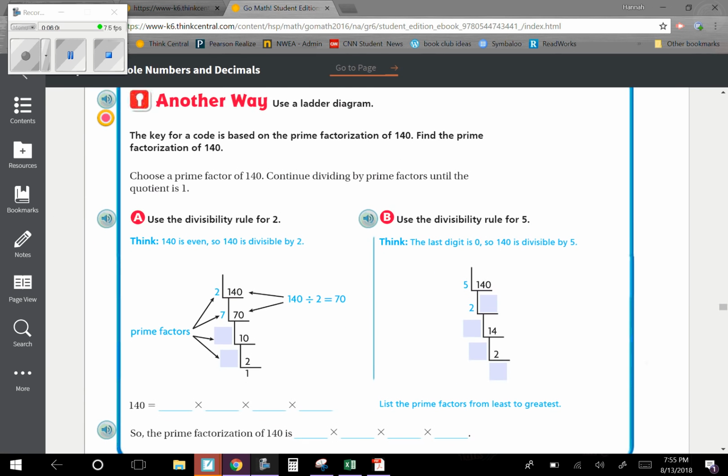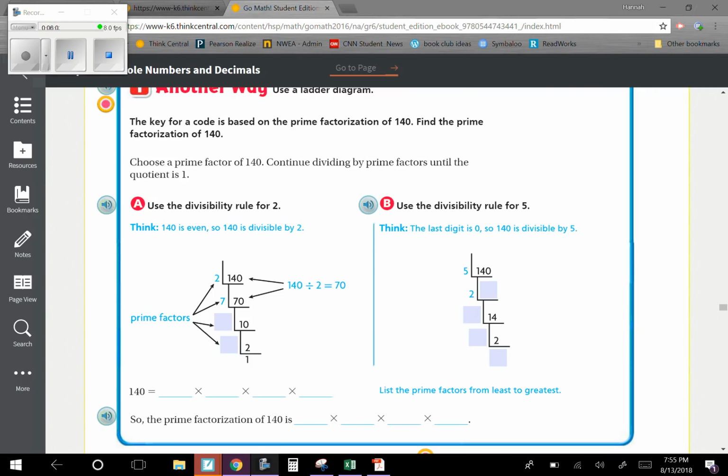Another way to do this, okay? So still prime factorization, that's all we're focusing on today. Because remember what our objective is. Our objective is that you will use factor trees, which we just did, and a ladder diagram to write the prime factorization of a number. Okay, so we're still doing prime factorization, but now we're going to look at that ladder tree, which is what this is that we're looking at right now.